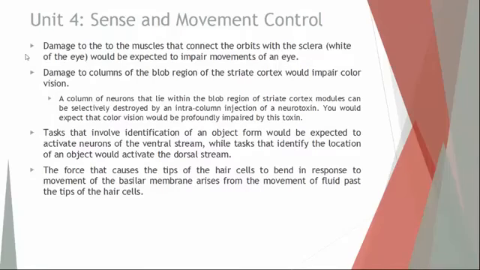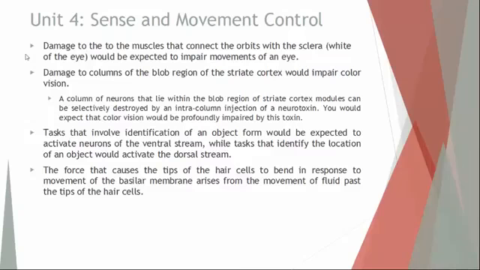The sclera is the white part of the eye. When you think of the ball part of the eyeball, that's the sclera. That's where various muscles attach. It's a very tough connective tissue. So if those muscles are damaged, of course that would impact and impair the movements of the eye. So that would be one way to impact the sense of vision.